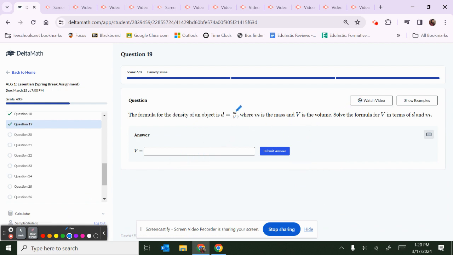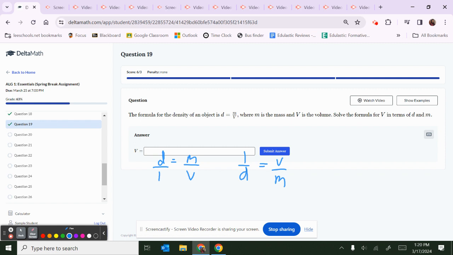All right? So like this one says solve for v. So I would get v at the top. So I have d is equal to mv. So first I'm going to write this as d over 1. Flip both sides, so it would be v over m is equal to 1 over d.